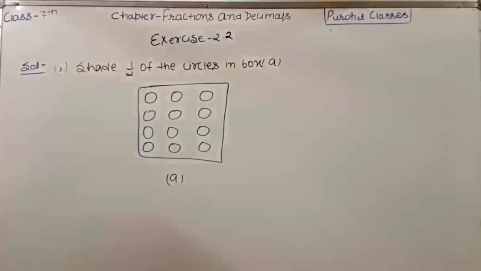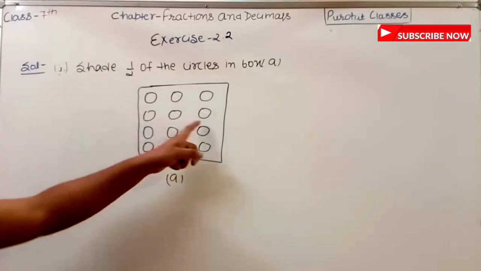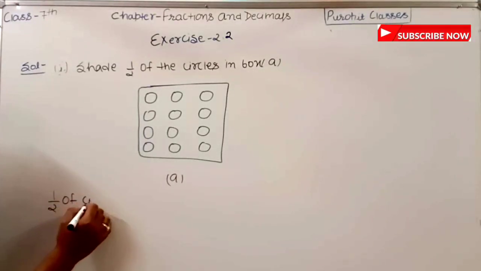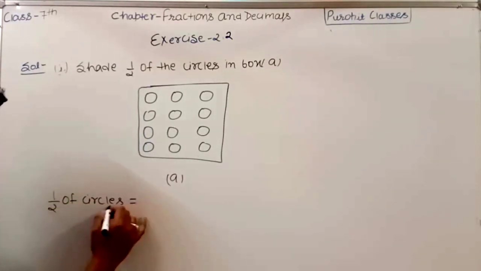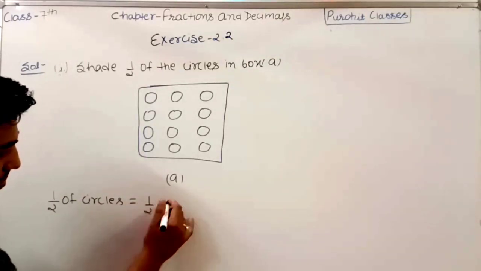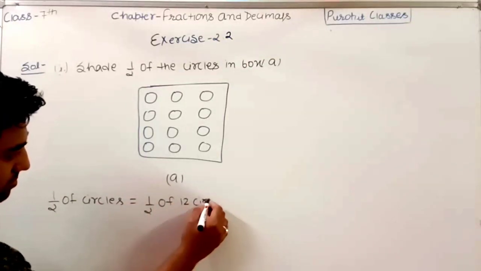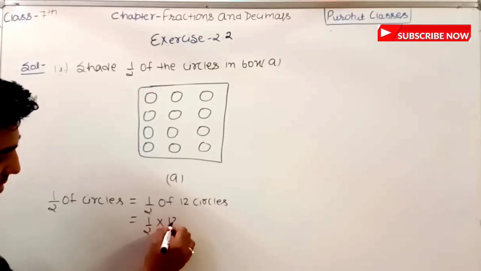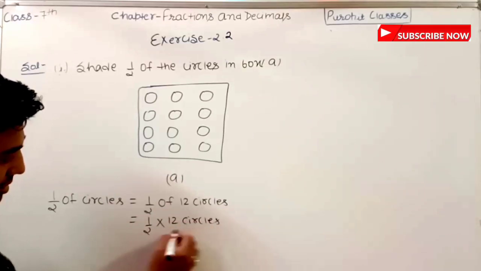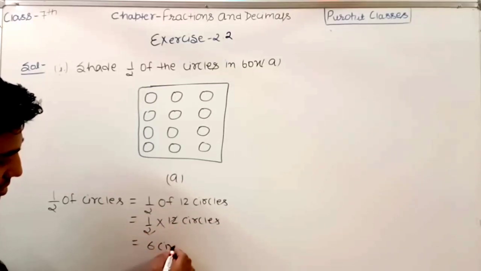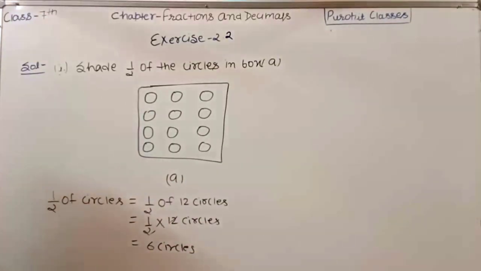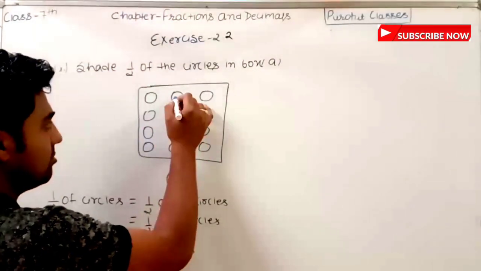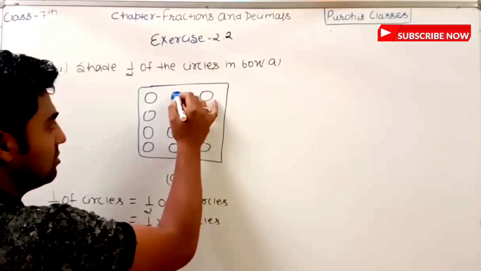Now first we will have to count how many circles are there. 3, 3 is 6, 3 is 9, 3 is 12. So half of the circles is equal to half of 12 circles. In the place of "of" we will be using multiply, so half multiplied by 12 circles is equal to 6 circles. So it means half of the circles in the box means we have to shade 6 circles, and normally any 6 randomly. Suppose I like this one, I will shade this, but you have to shade it completely.